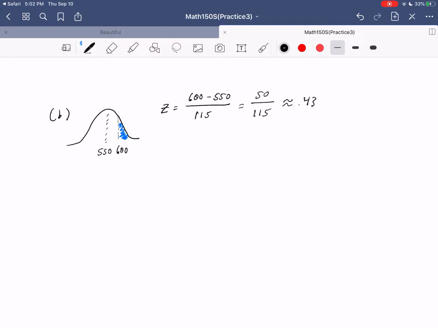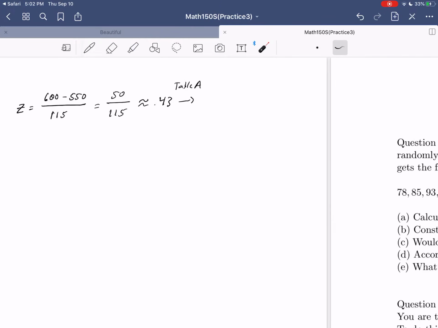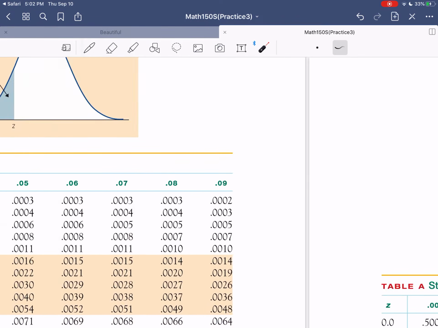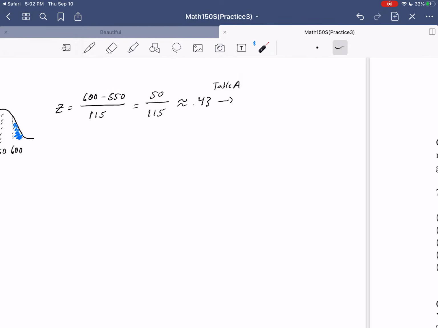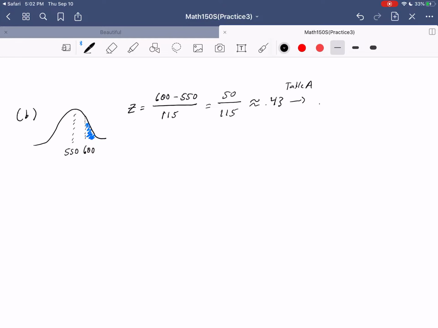All right, notice again, we do get a positive z-score because 600 is above the average. Now we can go ahead, look that up on table A. So we're looking for technically 0.43, so 0.4 and that 3. So let's go ahead and find that. So there's our 0.4 and our 0.3. We intersect those together. Looks like we find 0.6664. So after looking this up on table A, we find 0.6664.